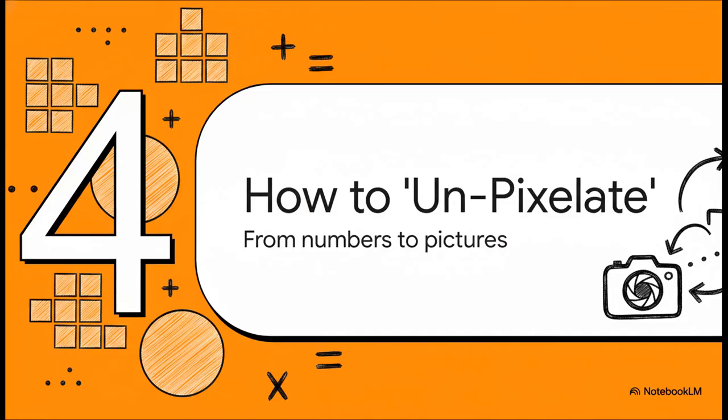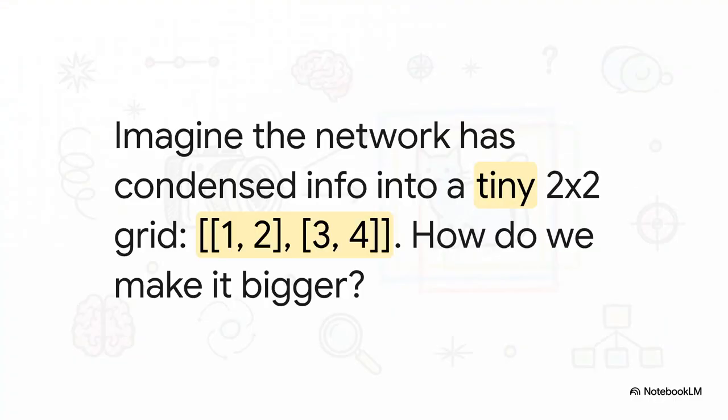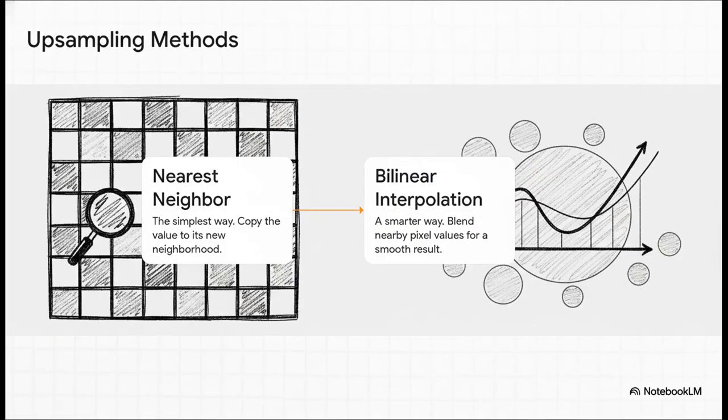Okay, so how does this whole unpixelating thing actually work? Let's get into the nitty-gritty, and you'll see it's surprisingly simple. It all comes down to numbers. Forget about complex images for a second. Just imagine the network has crunched some information down into this super simple 2x2 grid of numbers: a 1, a 2, a 3, and a 4. Our job is to make this little grid bigger. So there are a couple of common ways to do this.